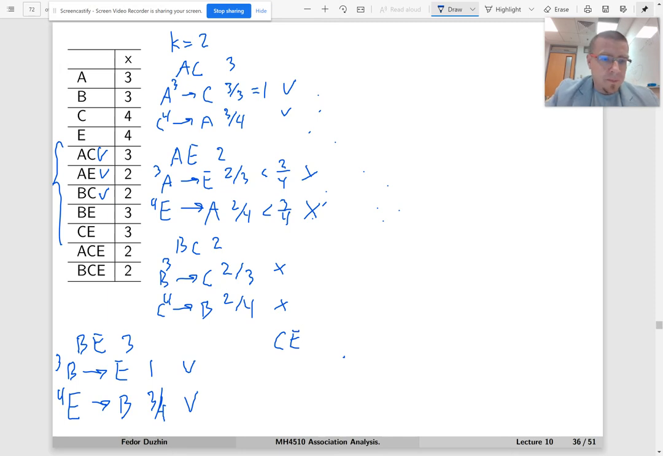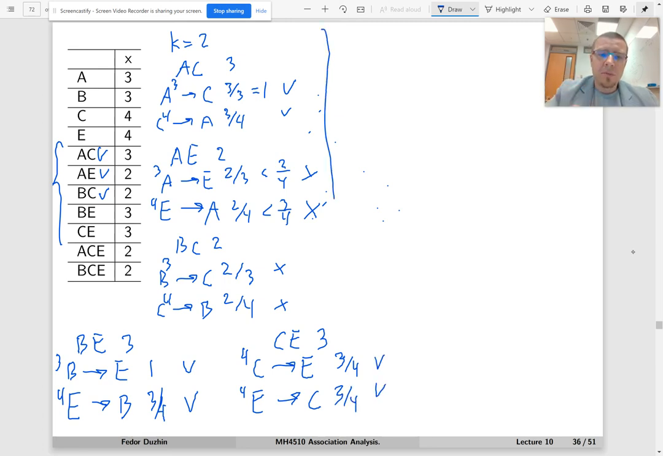CE, the support count is 3. So we could generate two rules out of it. So C implies E and E implies C. Right? Now the support of C is 4. The support of E is also 4. So the confidence of both rules is 3/4, which means they are included. Okay, cool. So this is how we do all the rules with 2 items.